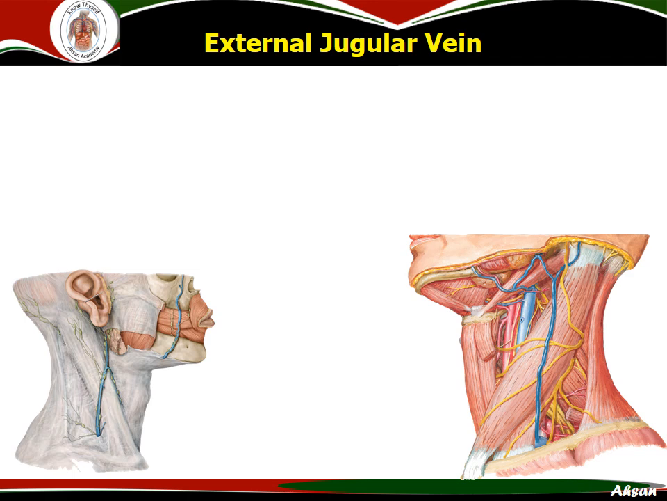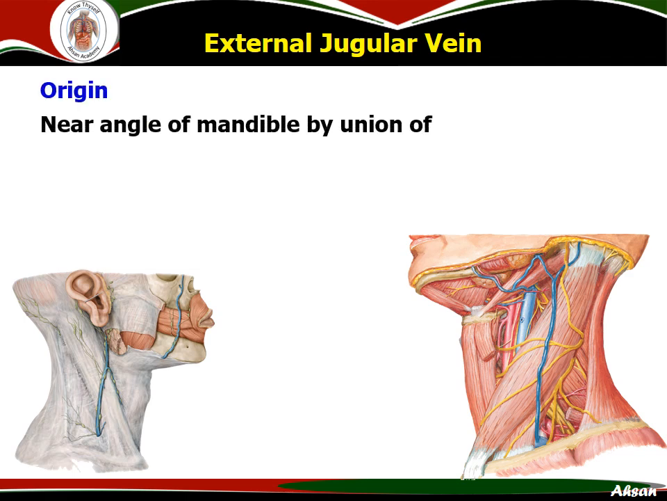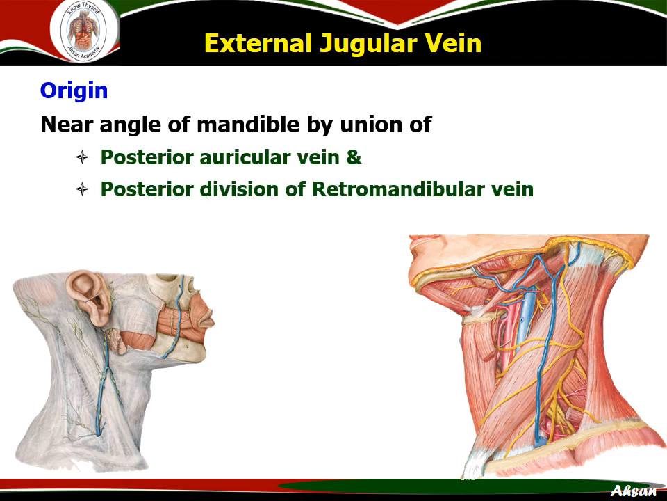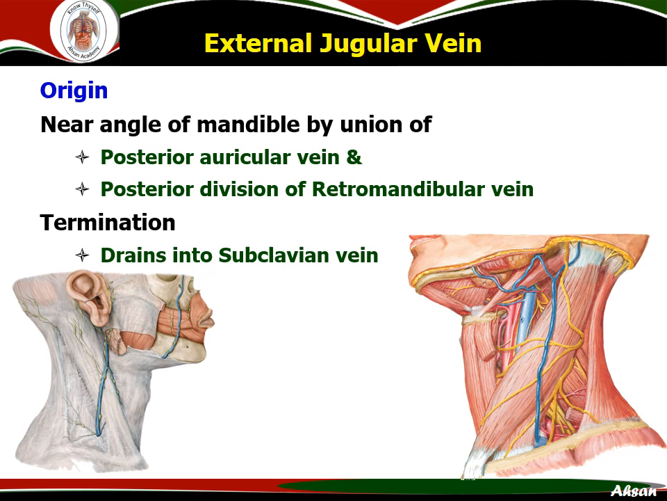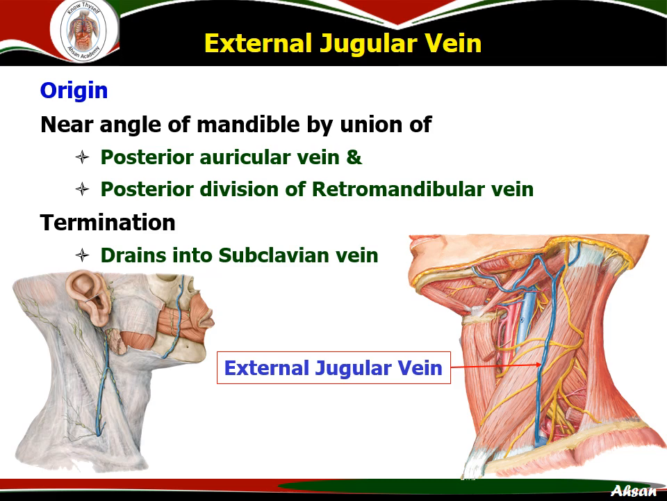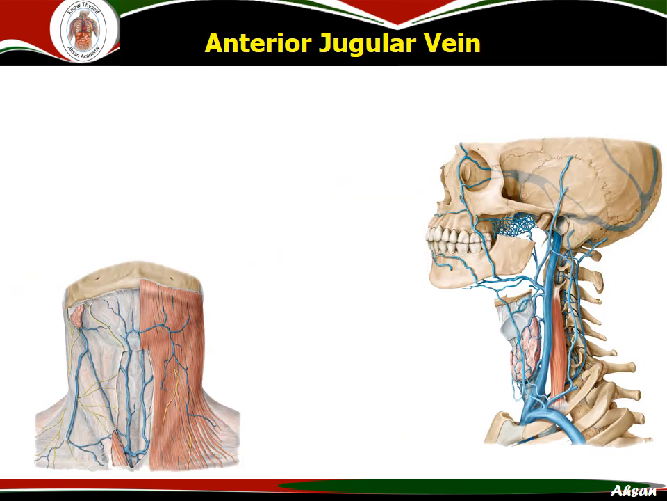Of the three superficial veins, the external jugular vein is the largest, and it arises near the angle of the mandible, formed by the union of the posterior auricular vein and the posterior division of the retromandibular vein, and it terminates by draining into the subclavian vein of the corresponding side. This is the external jugular vein, and this is the subclavian vein.